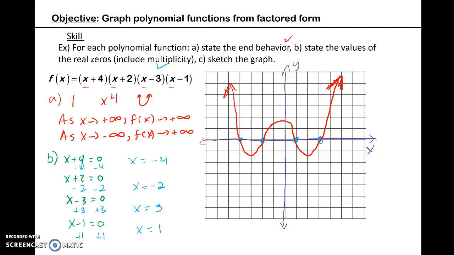Again, we don't have any multiplicity, so I'm not going to touch my graph and head back the same direction. And we don't have any information about our relative minimums or relative maximum. So therefore, we just give a rough sketch.